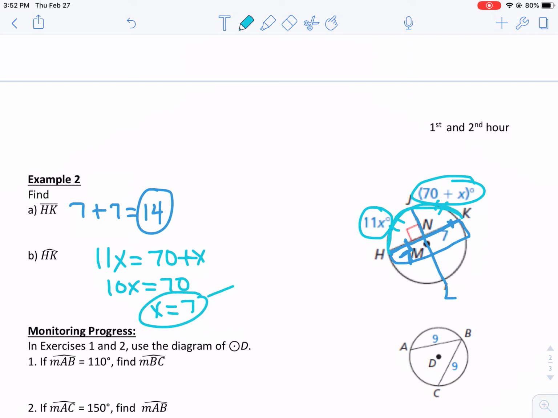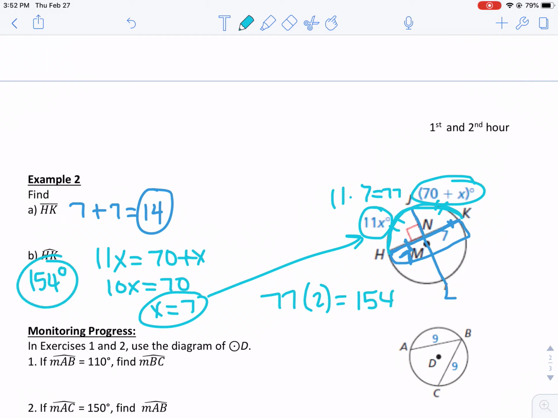So what I'm going to do is plug this into one side. 11 times 7 is 77. That tells me half of it is 77. So I can take 77 times 2 because there's 2 of them. I'm looking for a calculator. Hang on. 77 times 2 is 154. So it's 154 degrees. So the chord gets cut in half and the arc gets cut in half. Okay?